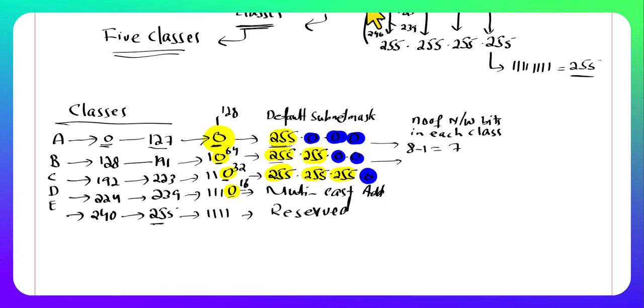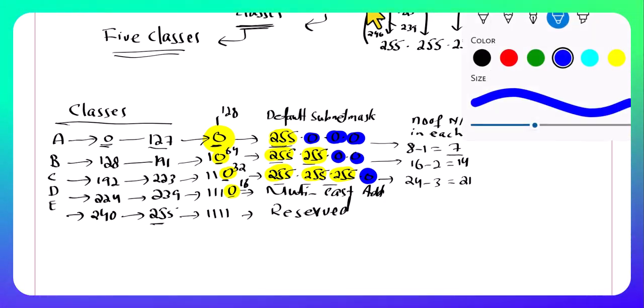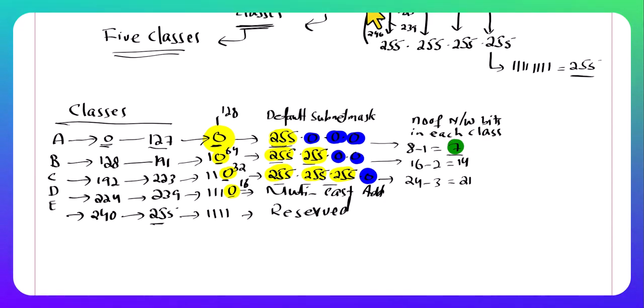Class C, first 2 octets, that's equal to 16, minus 2 is equal to 14. Class C, first 3 octets, that's equal to 24, minus 3 is equal to 21. So this is the actual amount of bits in each class: 7, 14, and 21.